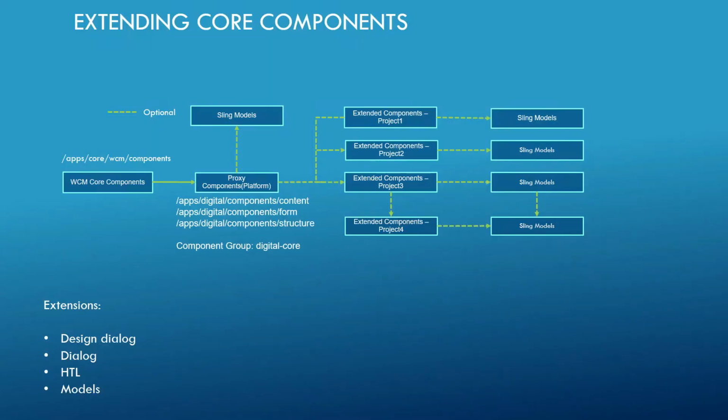Now let's see, here I have proxy components I created under my digital components and content: all the content-related components, then form-related, then structure. I'm going to add these proxy components into a group called digital core. Whenever authors are authoring a component, we may need to set some best practices around that.